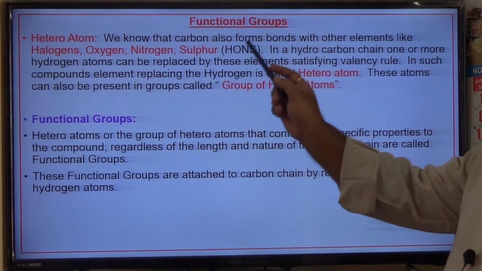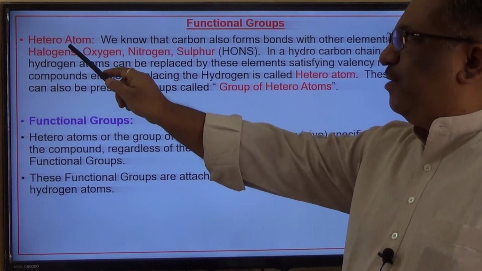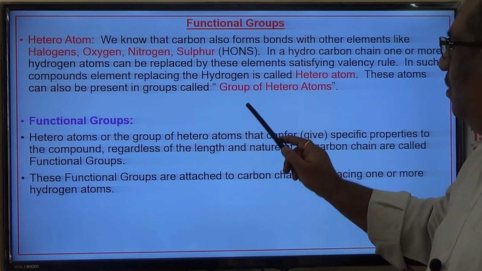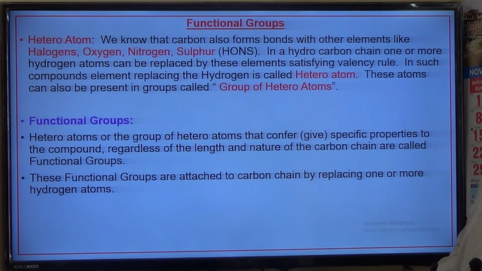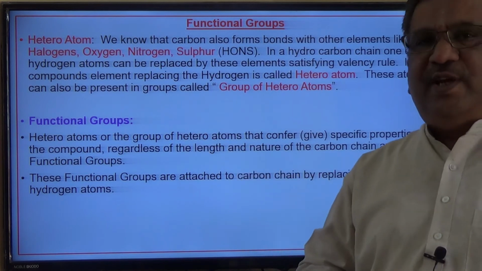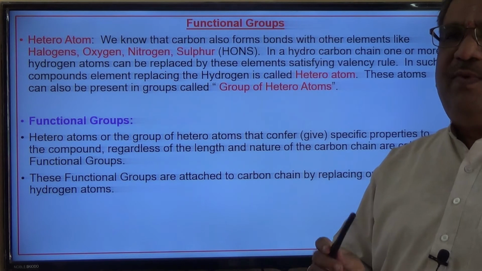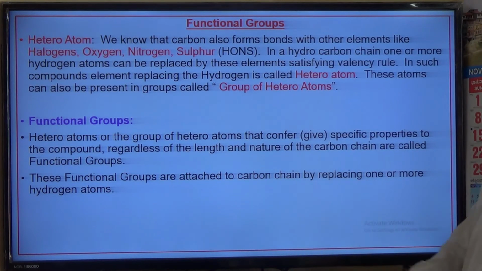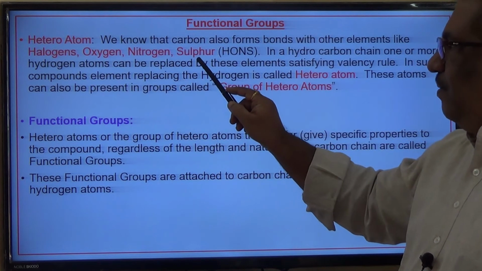So in order to understand functional groups, let us understand what is heteroatom. Heteroatom or group of heteroatoms. What are these things? Let us try to understand. See, in a carbon chain, carbon can link with hydrogen, as we have seen already. But carbon can also form bond with other than hydrogen, such as halogens, oxygen, nitrogen and sulfur.